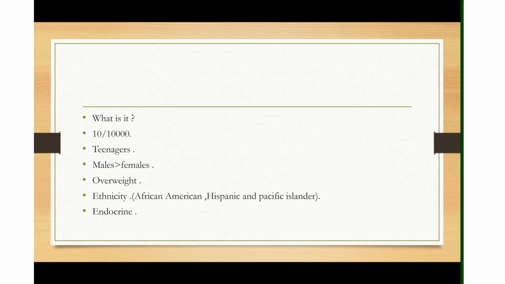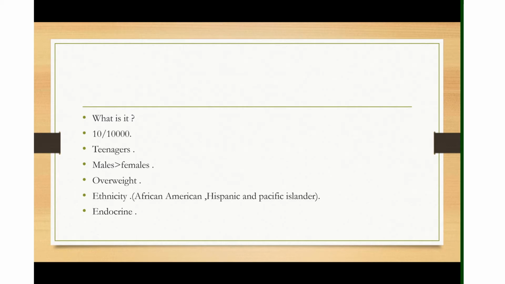Patients who are overweight, again, being overweight is one of the important risk factors. Ethnicity is also important, like African American, Hispanic, and Pacific Islander. These are some of the ethnic groups selectively involved by this condition. And yes, there are certain endocrine disorders you need to think of, like hypothyroidism, hyperparathyroidism, and growth hormone deficiency. These are a few of the endocrine disorders which can result in SCFE, or slipped capital femoral epiphysis.